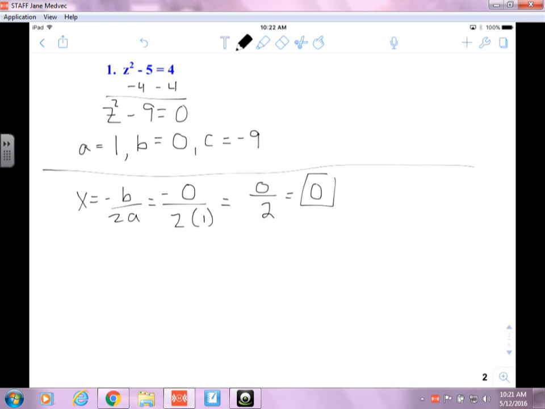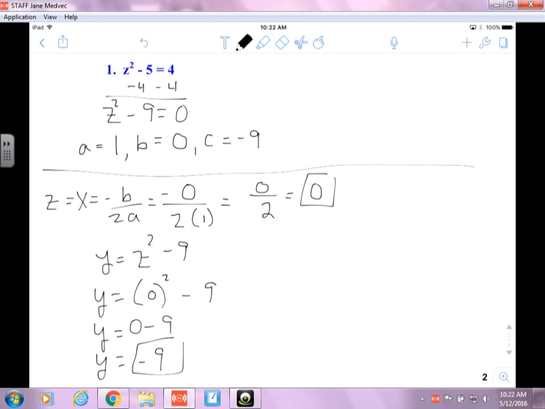Okay, so now what? Well, I need to find the y, right? So I am going to plug it in. Y equals z squared minus 9. Y equals 0 squared minus 9. You can say z if you want to. Okay, so y equals 0 minus 9. Y gives me negative 9.